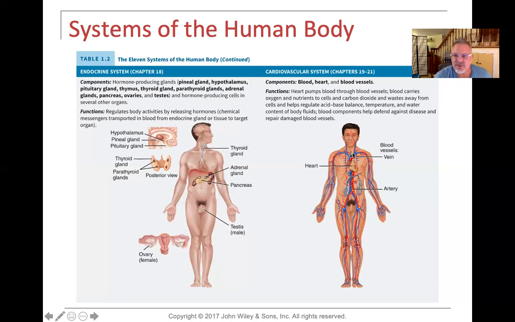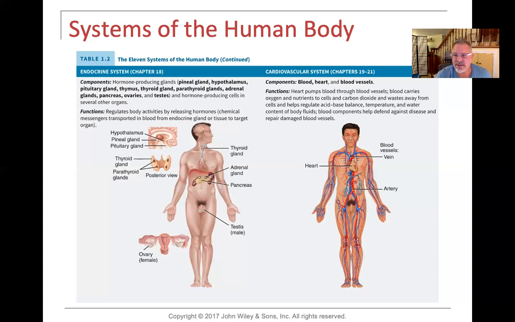The cardiovascular system, we're talking about the heart and the arteries and the veins, all the blood vessels. So the heart is going to pump, and it's going to pump its blood through the blood vessels. It's going to carry oxygen and nutrients to all the cells of the body, and it's going to use the blood vessels also to help eliminate waste products and carbon dioxide. So we're taking in oxygen and we're blowing out waste like CO2.